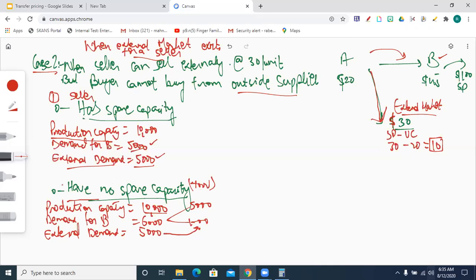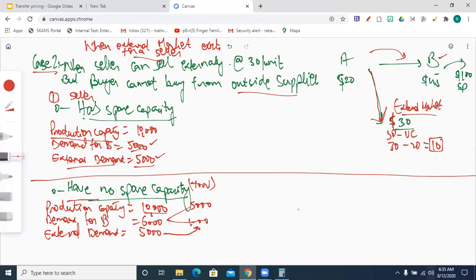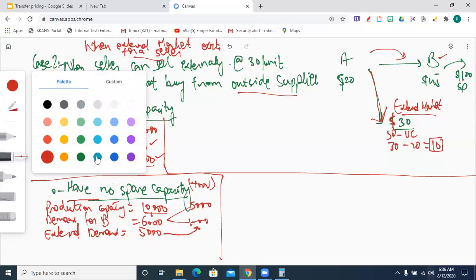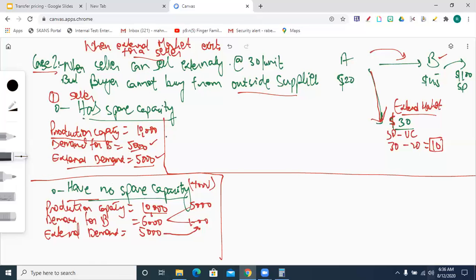So in both cases, what would be the transfer price? That we're going to discuss now. But first, we're going to do the case where the seller has spare capacity, and the buyer doesn't have any option to buy from an outside supplier. So what's going to be the transfer price in this scenario?